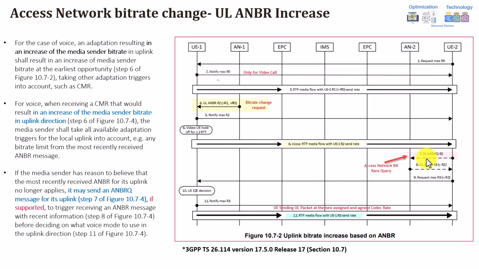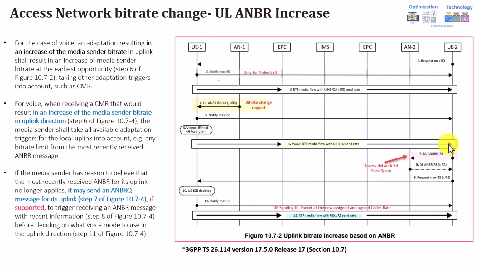So this for sure requires the capability on both devices, in case the capability of this ANBR query, which stands for query, is being supported. So in this case, only if it's supported by user 2, it will request the access network to change, and the ENB will now assign this new codec rate. For example, assume that now this is R3 and this was R2.